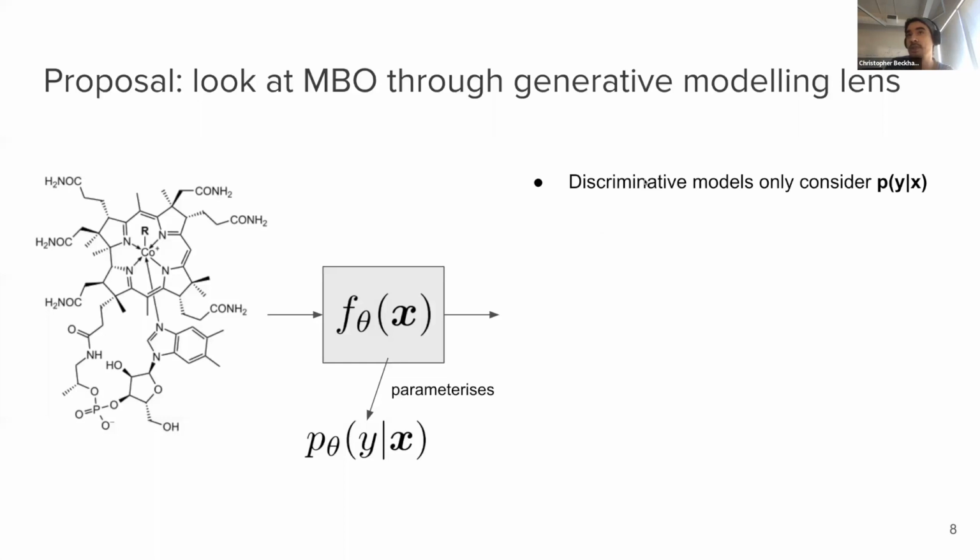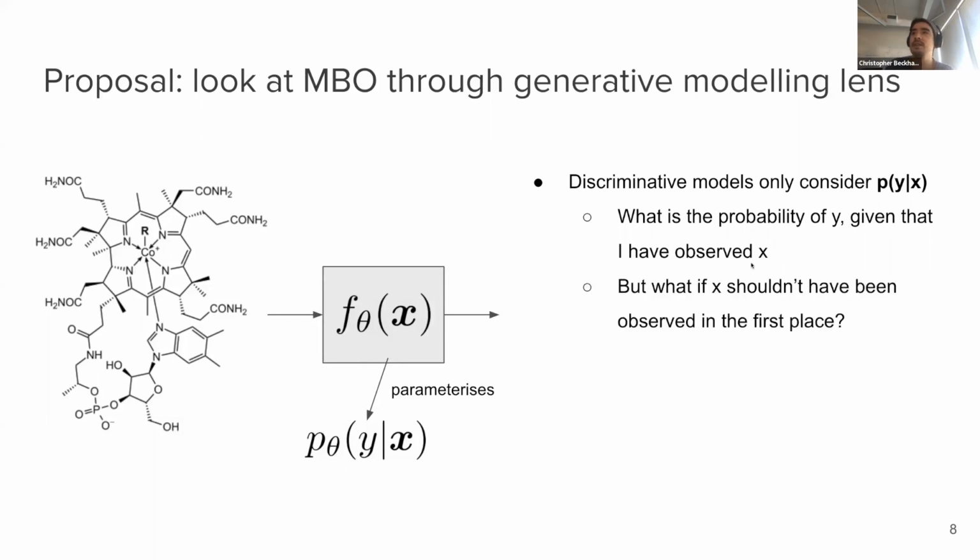And so to hammer this home concretely, discriminative models only consider p of y given x, right? The way you read this is, what is the probability of y given that I have observed x? But what if x shouldn't have been observed in the first place, right? What if this is some compound that is just not possible? Maybe you have atoms that should not be bonding to other atoms, but that's what your model spit out, basically, right? And so really we should be considering the joint density, the joint model p of x and y.